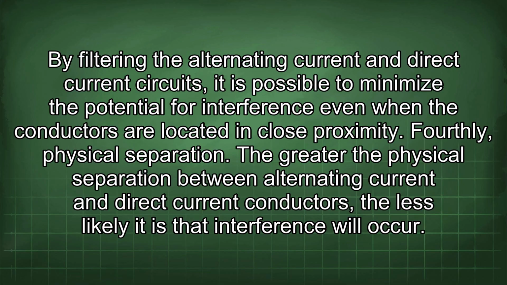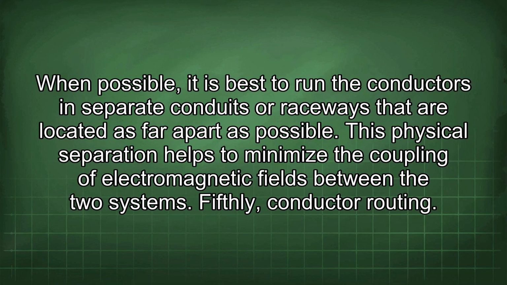Fourthly, physical separation. The greater the physical separation between alternating current and direct current conductors, the less likely it is that interference will occur. When possible, it is best to run the conductors in separate conduits or raceways that are located as far apart as possible. This physical separation helps to minimize the coupling of electromagnetic fields between the two systems.